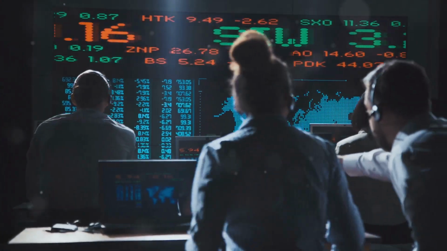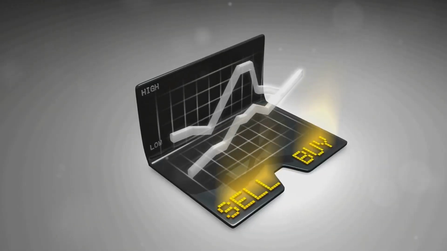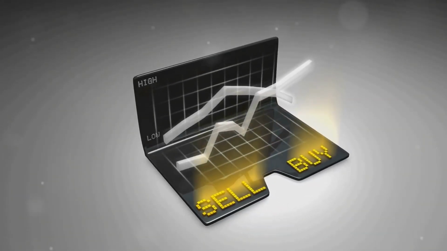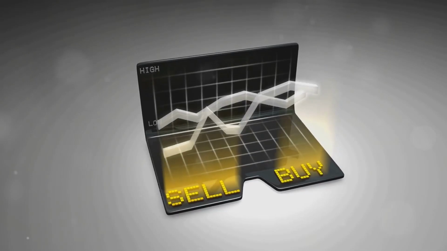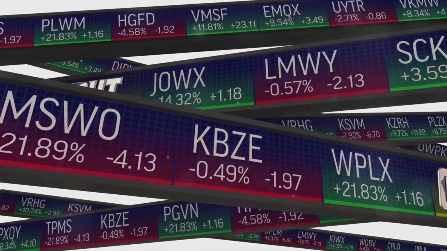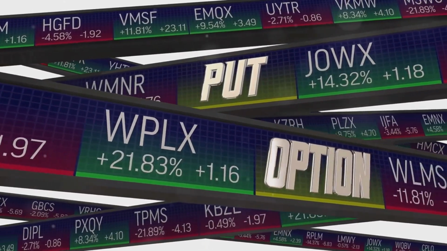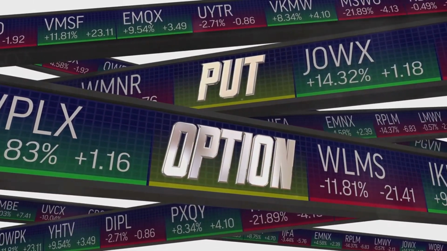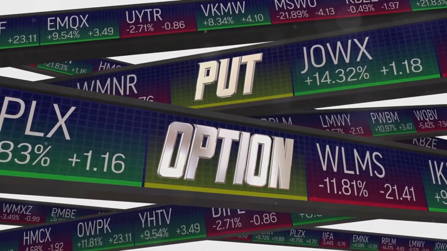There are two primary types of options. One, call options give the holder the right to purchase the underlying security at a specified price within a specified time. Two, put options give the holder the right to sell the underlying security at a specified price within a specified time.